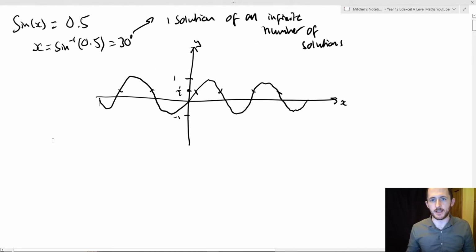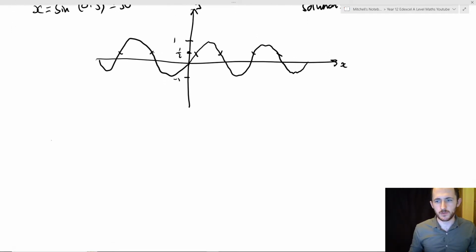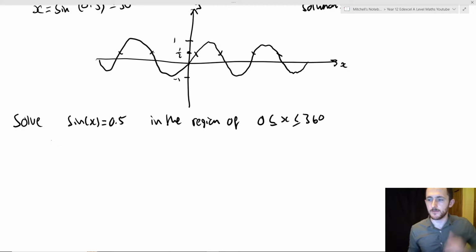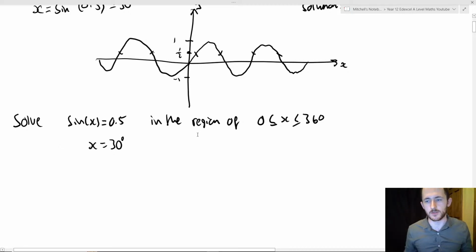So what they might say is solve or find all solutions, so solve sine x equals 0.5 in the region of, and generally speaking, it would be like 0 to 360. So what you'd do is, once again, we have that x equals 30 degrees. But then what can we do with it? Well, we use something called the cast diagram to find the other solutions.